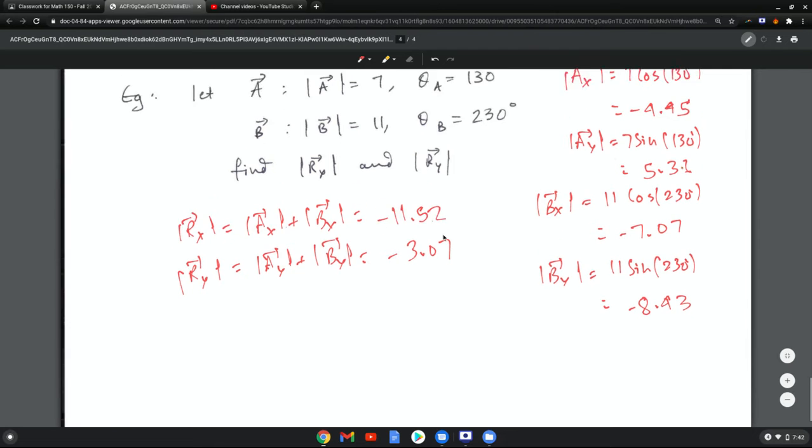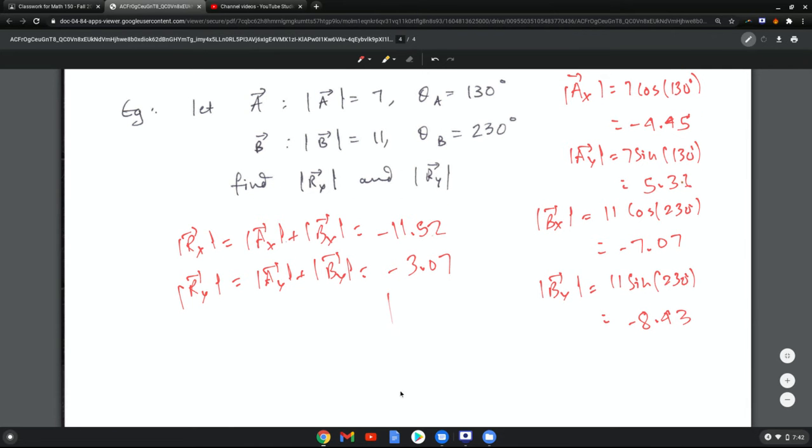Now, what does this mean? What do all these negative things mean? Let's draw them. Where is A? 130 means it's in the second quadrant. That's where A is. 230 means it's in the third quadrant. Now, what we have seen is that the resultant is both negative, so it's in the third quadrant. And indeed, when you complete the parallelogram, that's where you expect the sum to be. Because this is Rx and this is Ry, and that's why they're both negative. In the next video, we learn how to find the angle of the resultant.